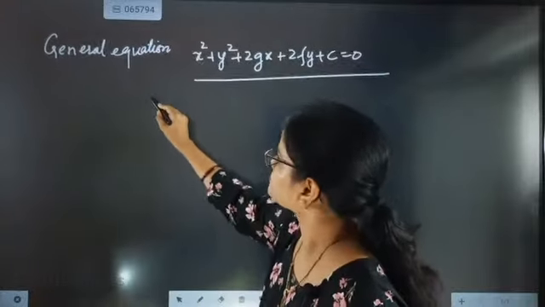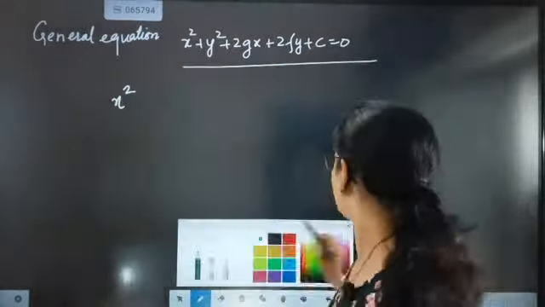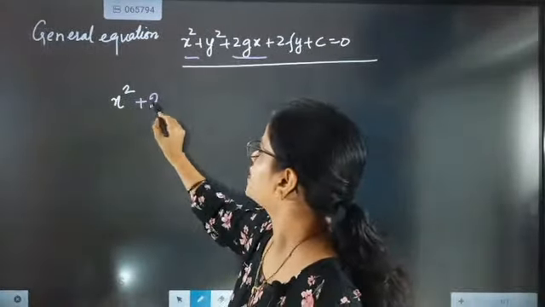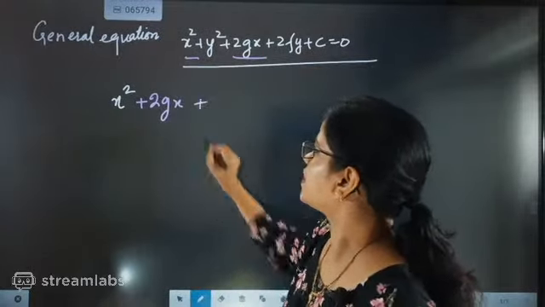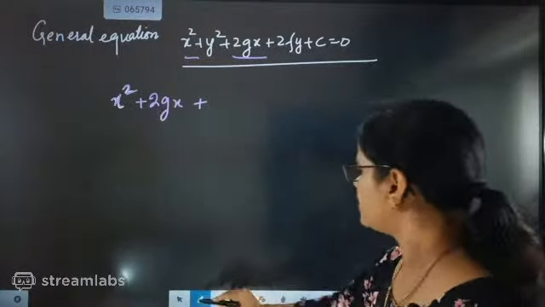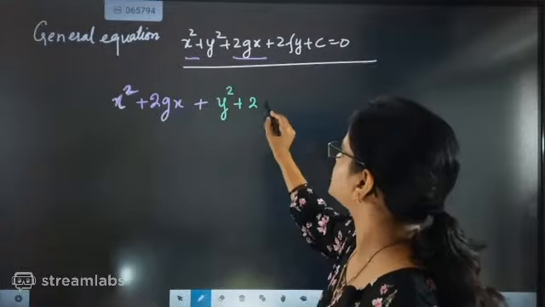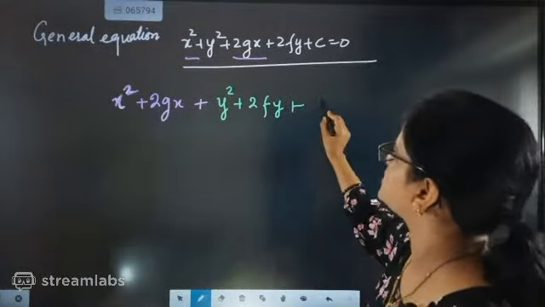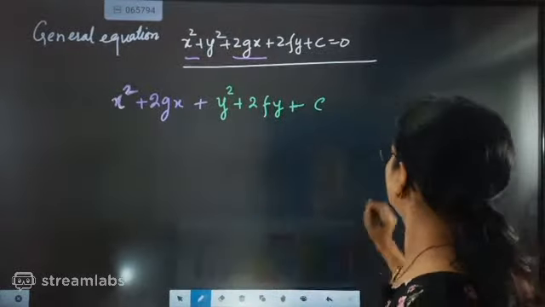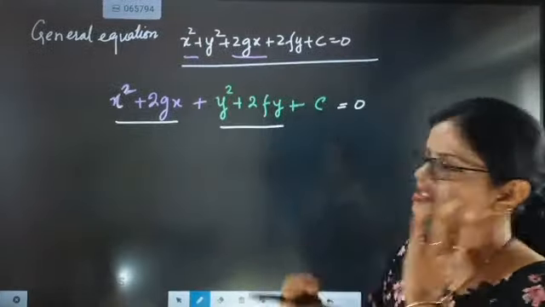Now look here. I am going to teach in a very simple way so that you can understand. First, we are going to take x square and 2gx together. Then we are going to take y square plus 2fy together. Now what is left here? C is left.